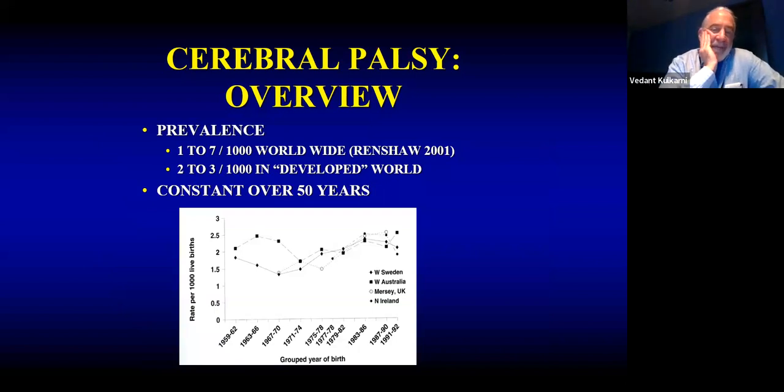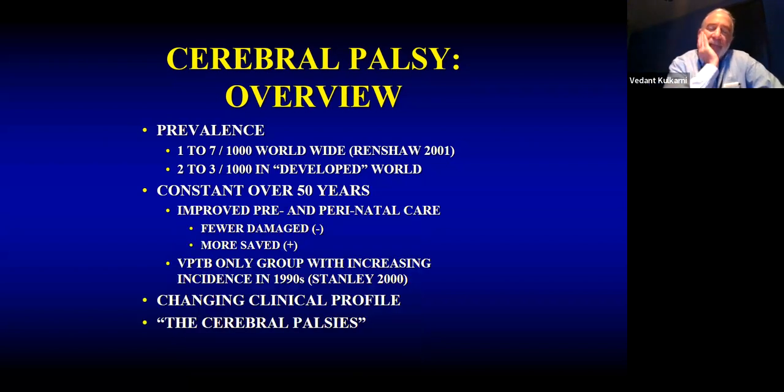For as long as we've been accurately measuring the prevalence of CP, which is over 50 years now, we believe that it's 1 to 7 per thousand live births worldwide and 2 to 3 per thousand in resource-rich settings. What's interesting is that this rate has remained constant over all the years that we've been measuring it. And this is the consequence of offsetting consequences of improvement. So for instance, thanks to improved pre and perinatal care, fewer children are damaged at birth. So that would decrease the amount of CP.